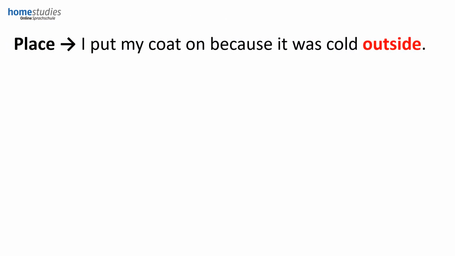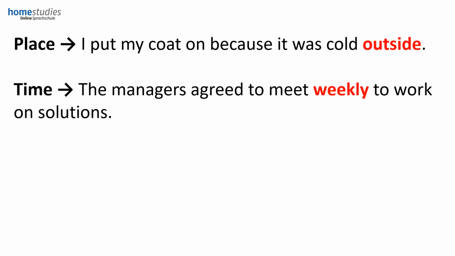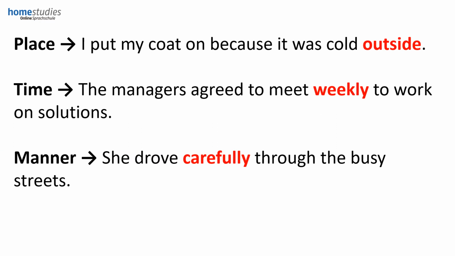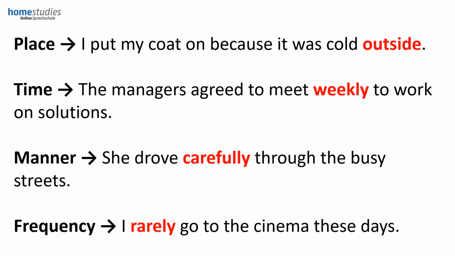Let's look at some examples. So an adverb of place could be outside. I put my coat on because it was cold outside. An adverb of time. The managers agreed to meet weekly to work on solutions. An adverb of manner. She drove carefully through the busy streets. And finally, an adverb of frequency. I rarely go to the cinema these days.